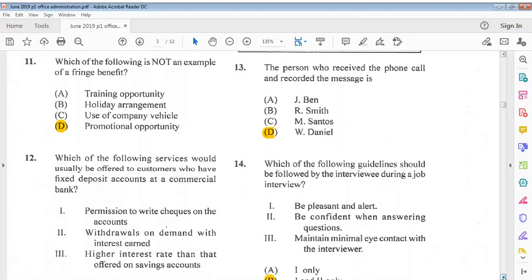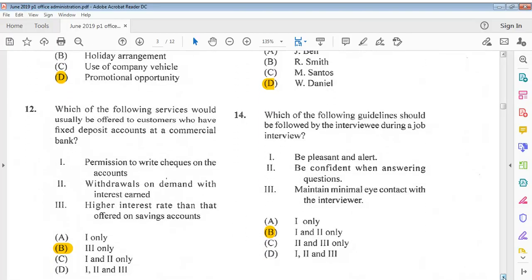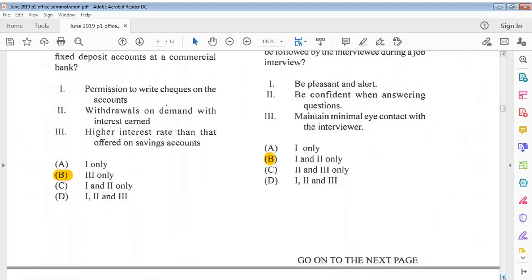All right. Let's move on to question number 14. Which of the following guidelines should be followed by the interviewee during a job interview? 1. Be pleasant and alert. 2. Be confident when answering questions. Or 3. Maintaining minimal eye contact with the interviewer. So once you are going on an interview, it is very important that you be pleasant and alert and be confident when answering questions. So the answer would be B, 1 and 2 only.